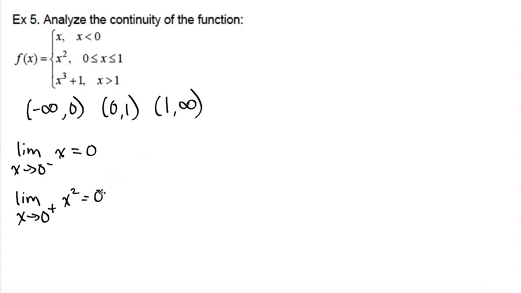And this is actually the same as the value of f at 0, because f at 0 is going to be 0 squared, which is 0. So we have the limit as x approaches 0 from the left side equal to the limit as x approaches 0 from the right side, and it equals the value of the function at that point. So we can say it's continuous at the point x equals 0.